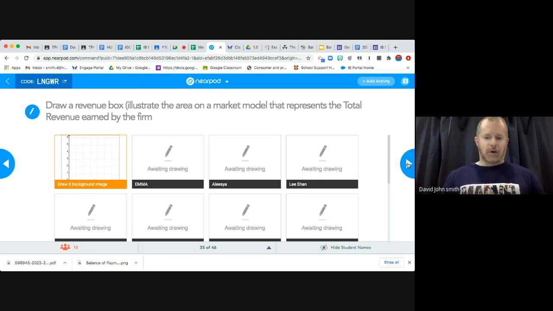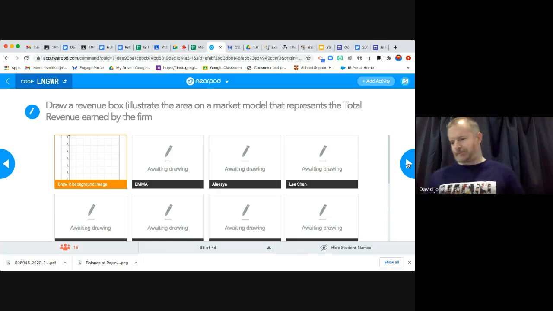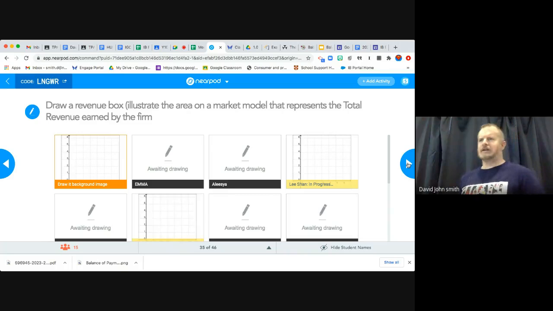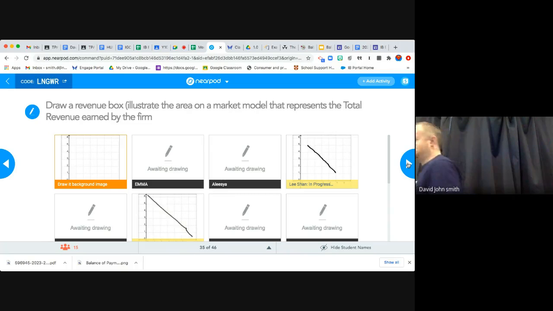All right, so what I'd like, you've seen my drawing, as shocking as it was, I would like you to draw now what a revenue box looks like. There you go. It will all make sense, hopefully. Well, hopefully dollars, because they want to make dollars.